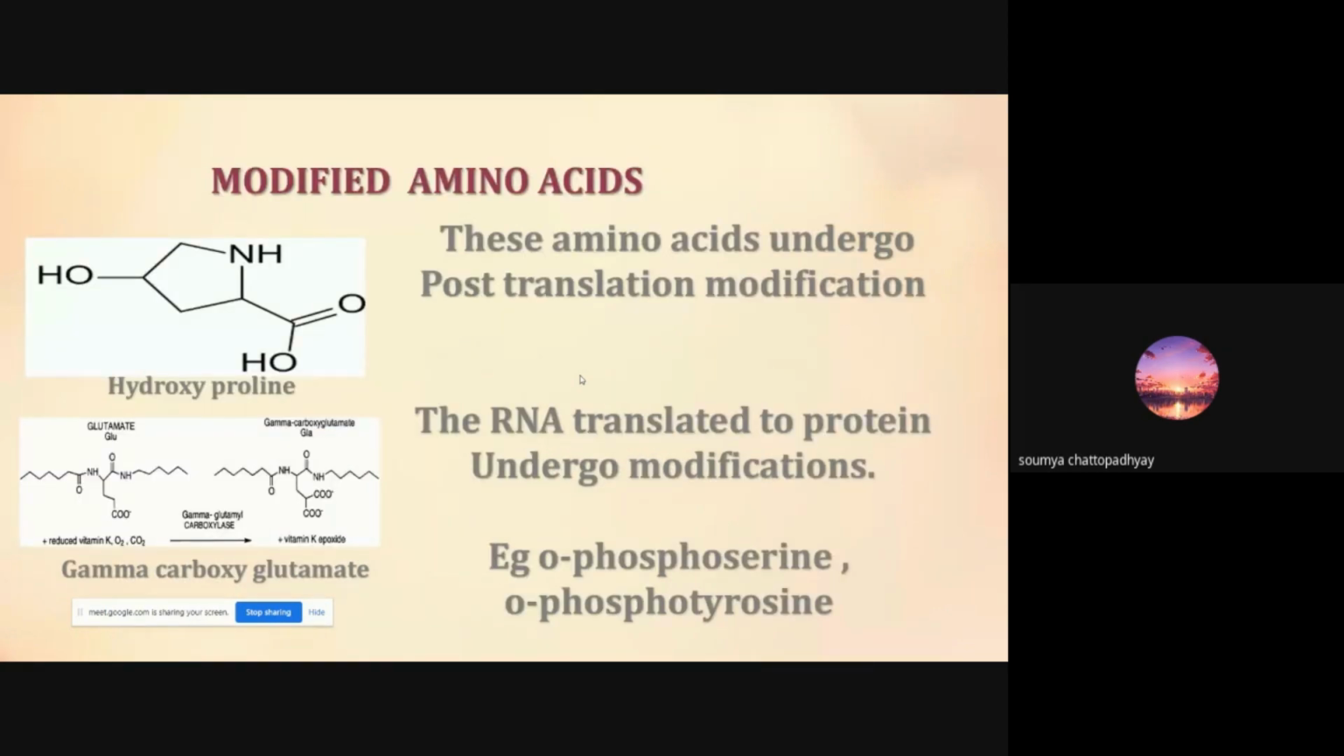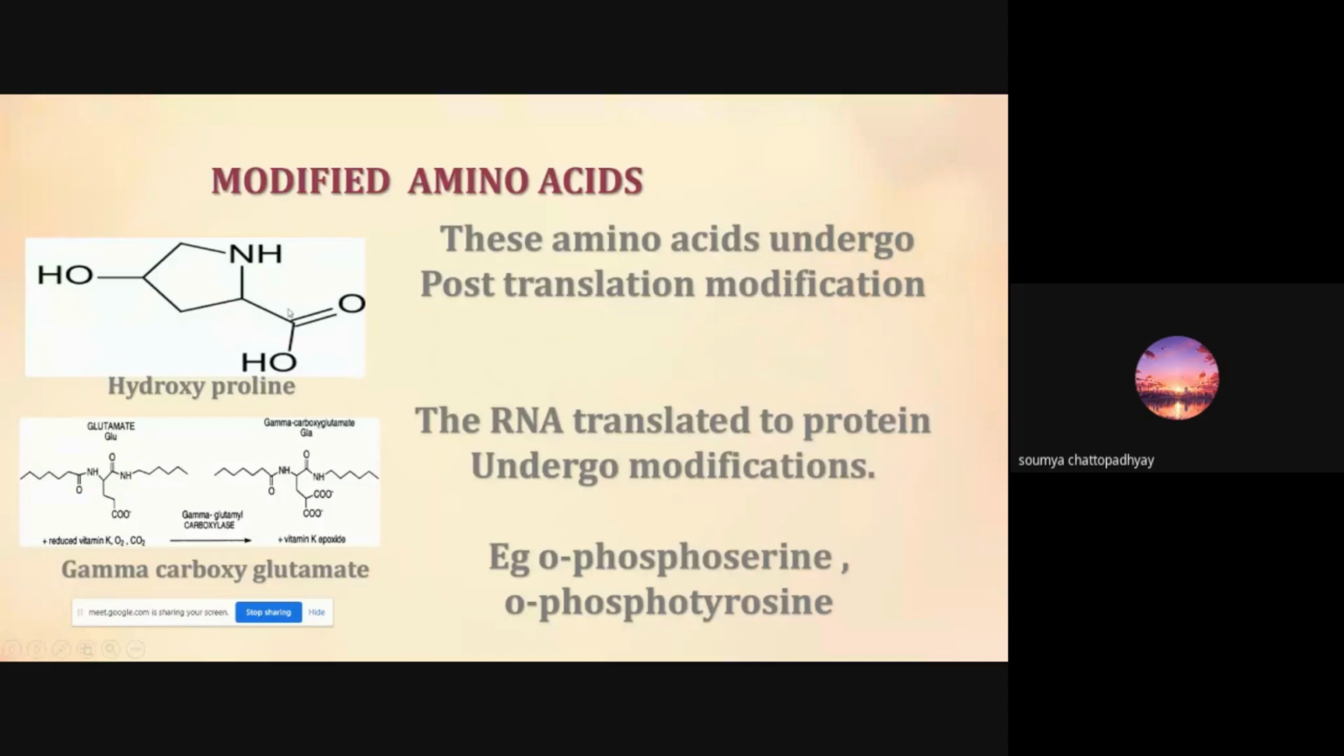Now, modified amino acids. There are some amino acids which undergo further modification after translation. We know about the central dogma: DNA to RNA, then RNA to protein by translation. But after translation there are some modifications, and due to those post-translational modifications, there are some modified amino acids.